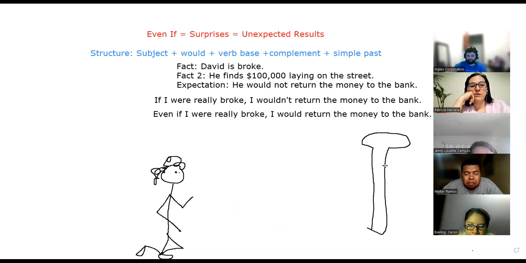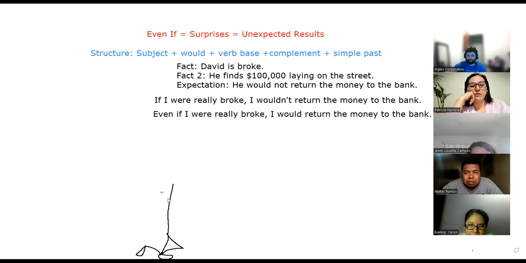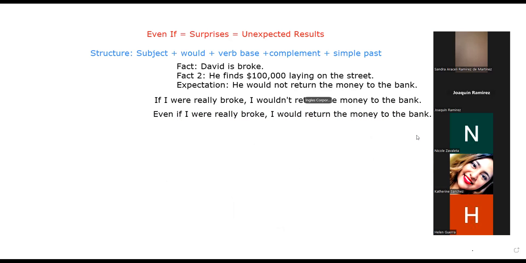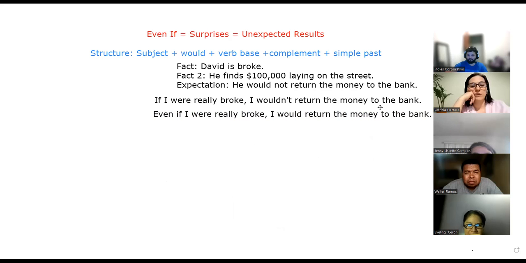So far, so good? Yes, guys, or no? So, teacher, when you use only clause if, it's an expected situation. I'm talking about even if. But when you use even if, it's unexpected. If I use if, it's an expected situation. If I use even if, it's something unexpected, right? Okay. All right.